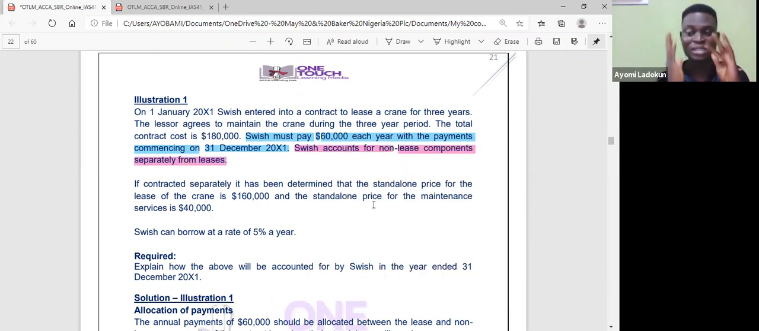So I need to separate the lease component and non-lease component before I will now discount to present value. That's what we are doing here. You just want to separate it, then discount. If everything is a lease contract, I'll just discount straight up.